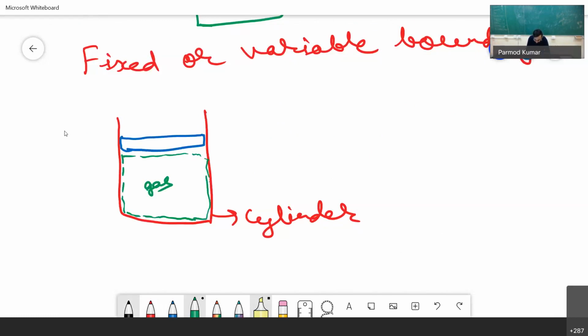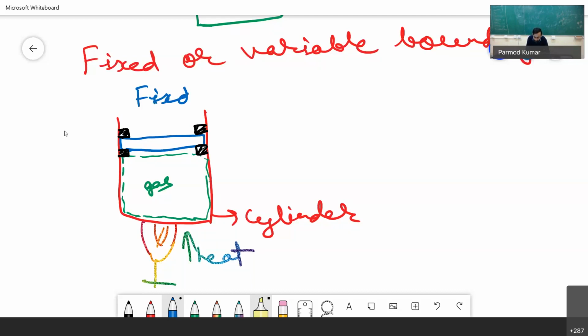Now what I have done is fitted some additional arrangement over here in order to keep this piston at a fixed position. Here, even if I add some heat to this gaseous medium, irrespective of that, because this piston is constrained inside this cylinder, the piston cannot move. Because of that, irrespective of the addition of heat, the boundary of the system will remain fixed. So this is an example of a fixed boundary system.